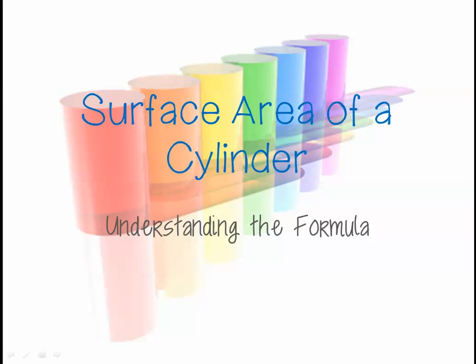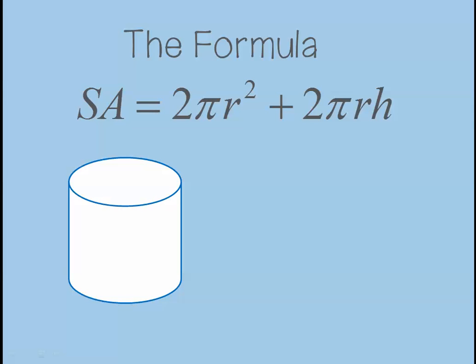This is a video that discusses where the formula for the surface area of a cylinder is from. Let's take a look at a cylinder. Here's a cylinder. It's a prism. It has two circular bases.